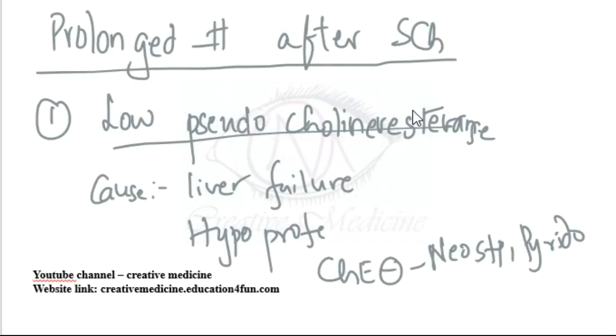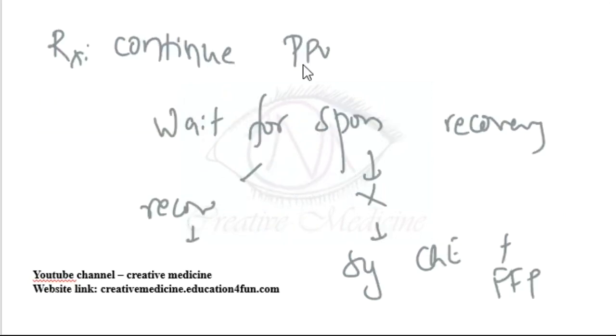Summary: prolonged blockade after succinylcholine. One, low pseudocholinesterase. The causes of low pseudocholinesterase are liver failure, hypoproteinemia, and cholinesterase inhibitors like neostigmine and pyridostigmine. Treatment is to continue positive pressure ventilation and to wait for spontaneous recovery. If he recovers, it is good. If he cannot recover, then we give synthetic pseudocholinesterase along with fresh frozen plasma.